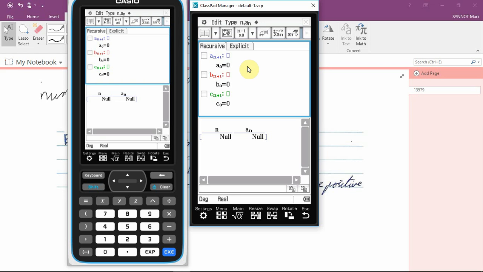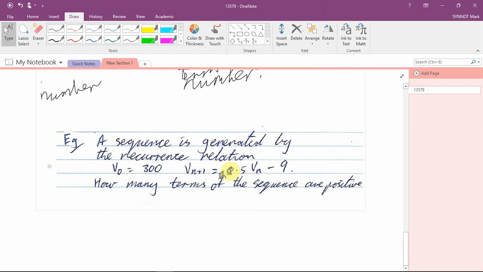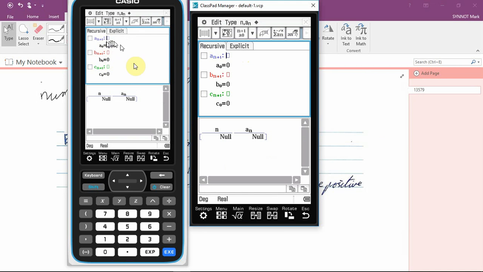So in the textbook and in exams we use V, so V for value. So in this particular one, when we come back to our thing here, Vn plus 1 is 0.5 Vn minus 9. We're using A instead of V. So what is it? It's 0.5 an, or Vn, where you get that is from this menu. So the next term is 0.5 times this term minus 9.